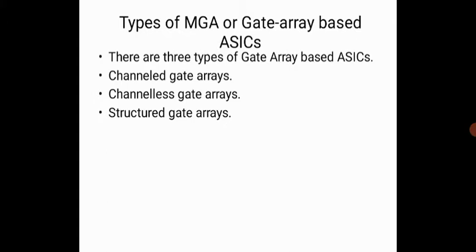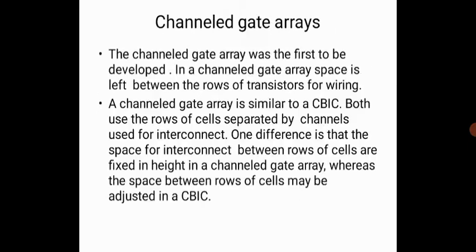So there are different classifications of the MGA, which is called a gate array based ASIC. First classification is channeled gate array, the second classification is channelless gate array, and the third classification is structured gate array. First one, channeled gate array.